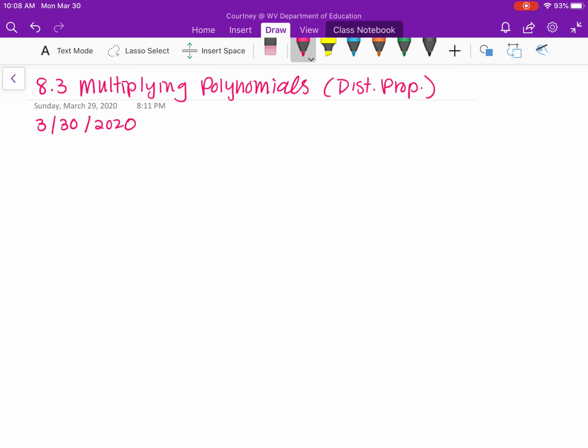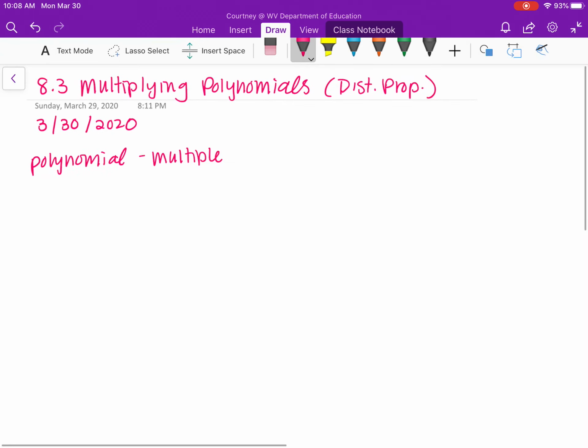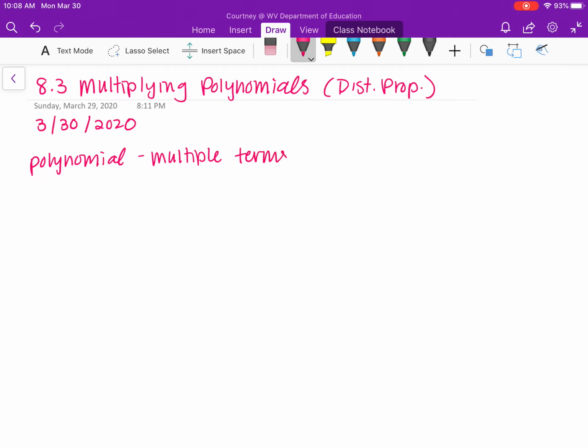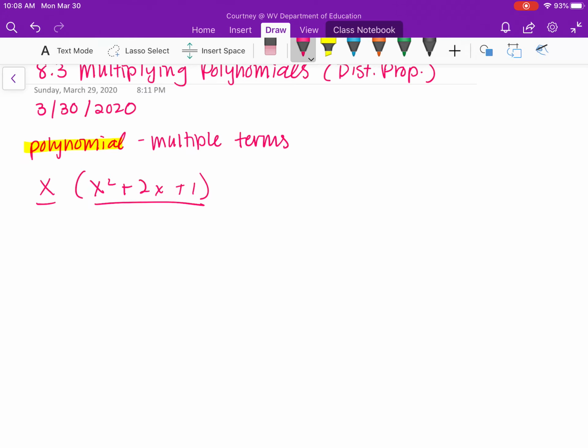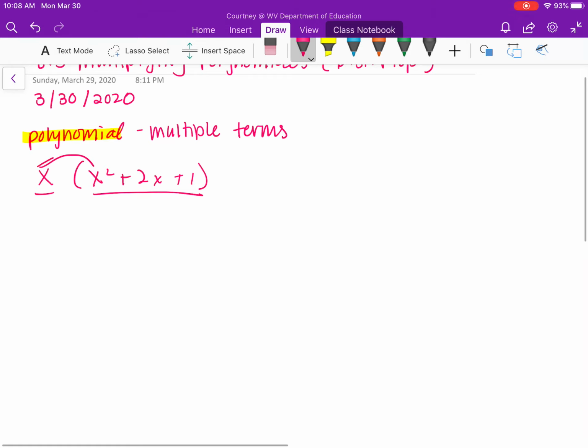We've already been looking at polynomials for a while. I'm going to just review here. A polynomial is something that has multiple terms, right? So we looked at binomials, monomials, trinomials. It's just something that has multiple terms. So before, we multiplied a monomial, one term, with a trinomial, something that has three terms, and we just use the distributive property to multiply the outside by each thing on the inside.